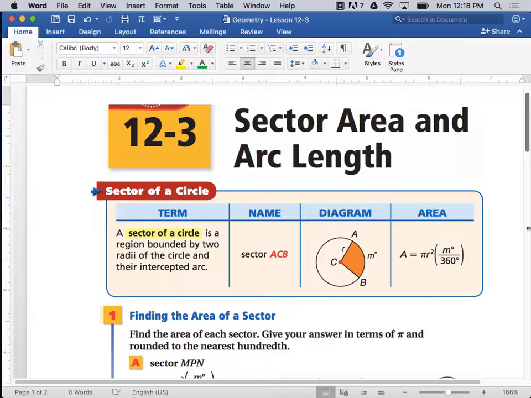Alright, look. This is a sector. That's a sector of a circle. Alright? Arc. An arc is, if I have 2 points, an arc. That's an arc. Okay?